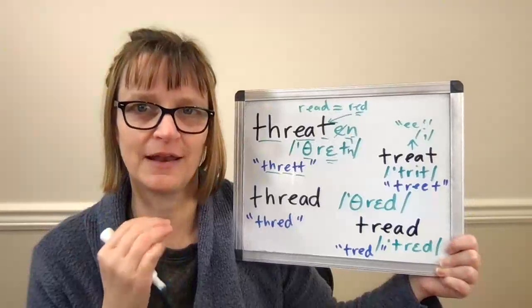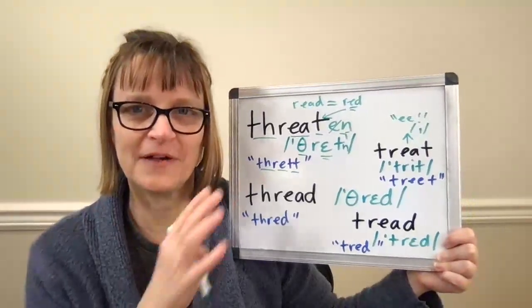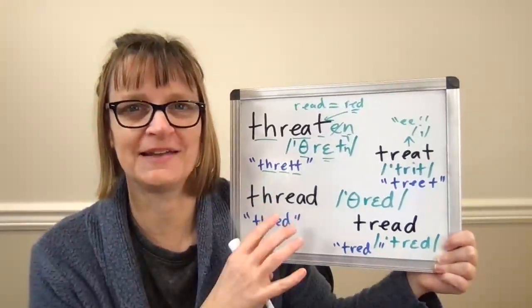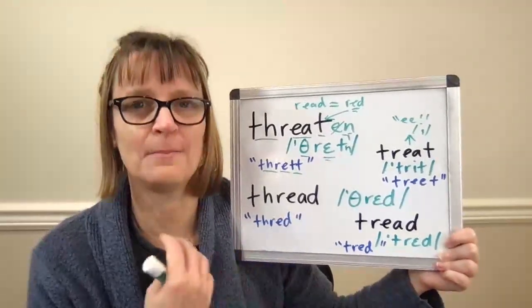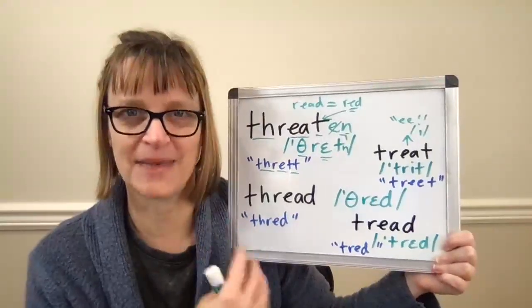So trying threaten. You can check out more about this combination of stop T and syllabic N in our Sounds of English course. Also our videos for words like button, mountain, etc. that do that same pattern.